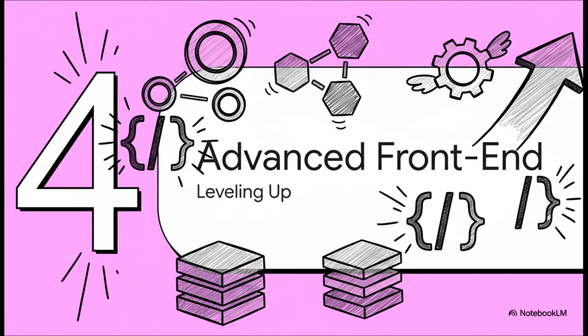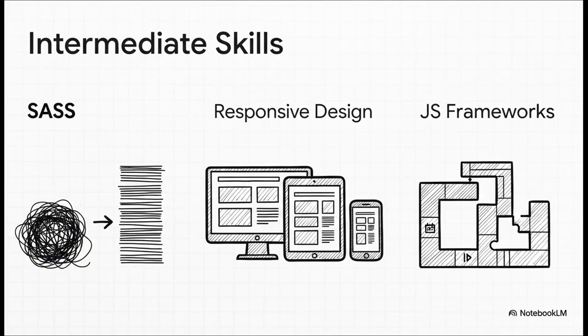Okay, so you've got the fundamentals, you've got the tools, you're ready to really level up your front-end game. Let's get into some more advanced skills. These 3 things will make you so much more powerful. Sass is like CSS on steroids. It lets you write your styles in a much more organized and efficient way. Responsive design is the art of making sure your website looks amazing on any screen, from a tiny phone to a giant TV. And JavaScript frameworks, well, they are pre-built blueprints that let you build huge, complex web applications way faster than you could from scratch.